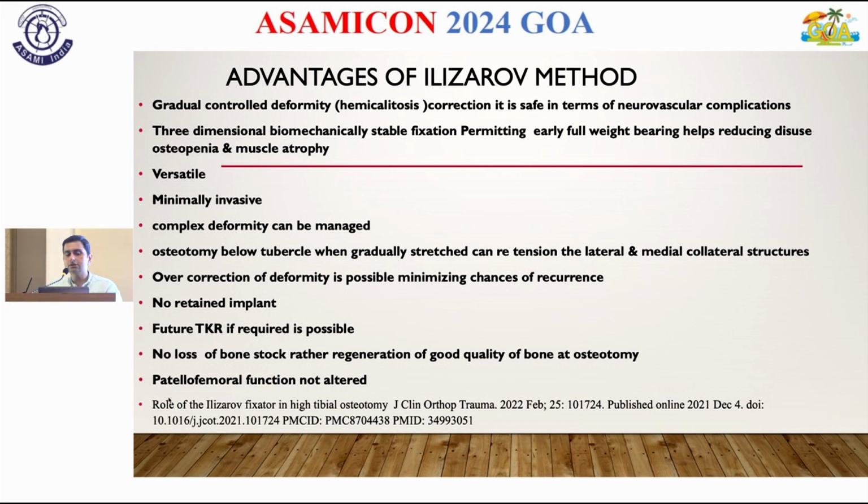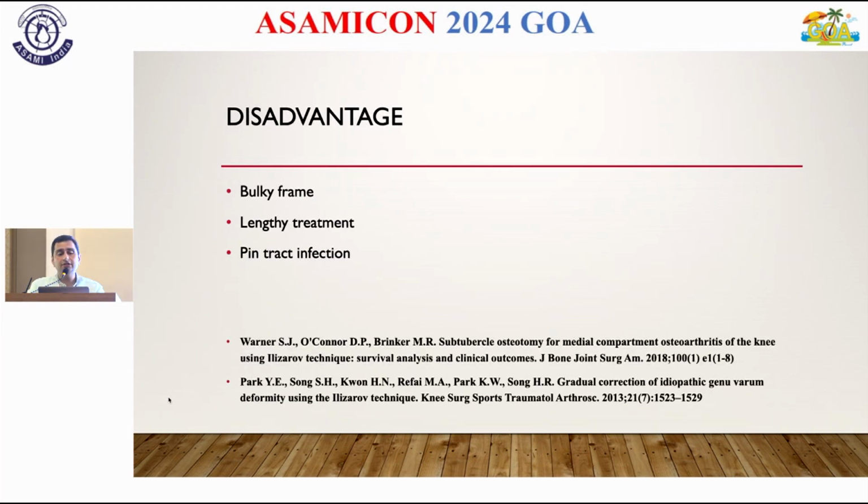The osteotomy below the tibial tuberosity can stretch and retension the medial and lateral structures. Overcorrection of the deformity is also possible, which minimizes the chances of recurrence. There is no retained implant, so a future TKR is possible, and no loss of bone stock. Rather, there is a good regeneration of the bone. But there are disadvantages: it's a bulky frame, the treatment time is lengthy, and pin tract infection is there. However, proper patient selection and proper counseling can avoid these problems.